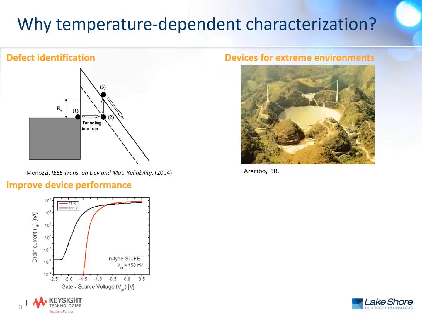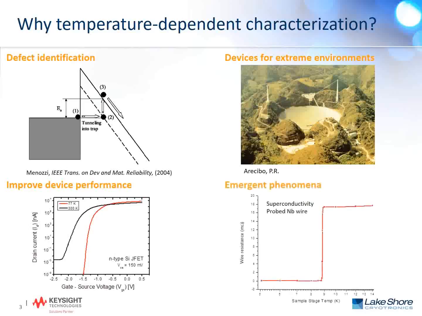The final reason that we use variable temperature characterization is that there's emergent phenomena. As you lower the temperature of a device or material, things like superconductivity can occur in certain materials, and in other materials there are phase transitions. We can use those physical phenomena for certain device applications.